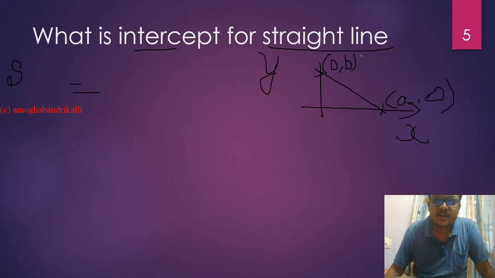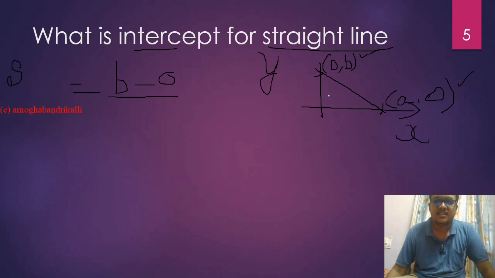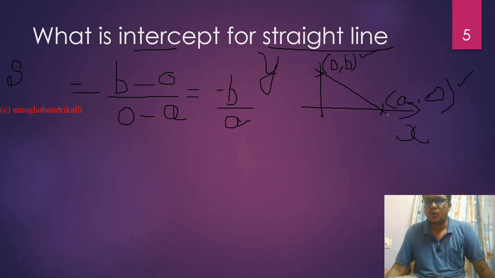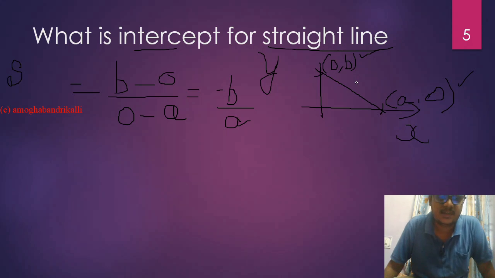So we need to find the slope of a line. Change in y-axis, I am taking first, b minus 0. Next, change in x-axis. That is 0 minus a. So this slope is minus b divided by a. This is for the whole straight line I am telling.